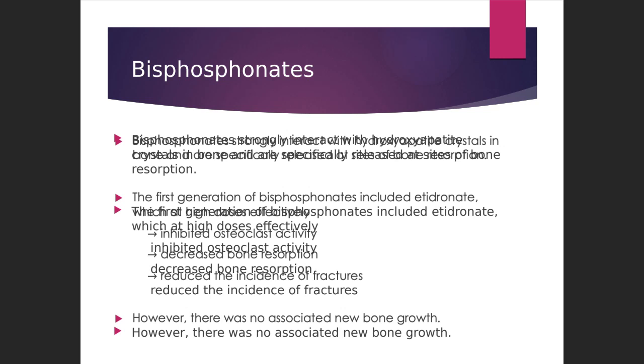Next is the bisphosphonate drugs. What are these bisphosphonate drugs doing? Bisphosphonates strongly interact with hydroxyapatite crystals in the bone and are specially released at the site of bone resorption. The first generation of bisphosphonates includes etidronate, which at a high dose effectively inhibits osteoclast activity, decreases bone resorption, and reduces the incidence of fracture. This bisphosphonate is also not associated with new bone growth.